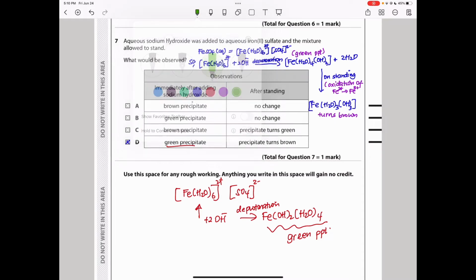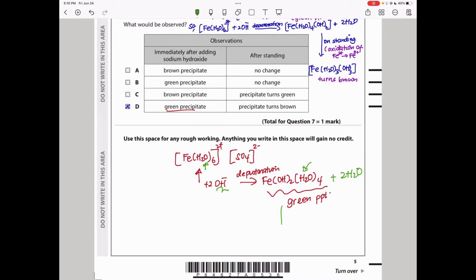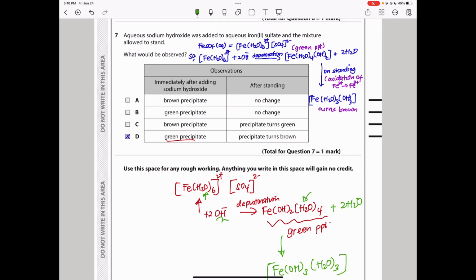Let me use a different color. Two of the water ligands are going to lose protons to this. So we will produce that plus 2 water molecules on the other side in that deprotonation reaction. And then when we allow it to stand, there is going to be some oxidation occurring, where the iron(II) in this complex is converted to iron(III), and will form another complex similar to this. This is still going to be a precipitate. So that precipitate is going to turn brown due to the oxidation of the iron(II) to iron(III) by the oxygen in the air. So the answer ends up being D. I will continue to the next part.